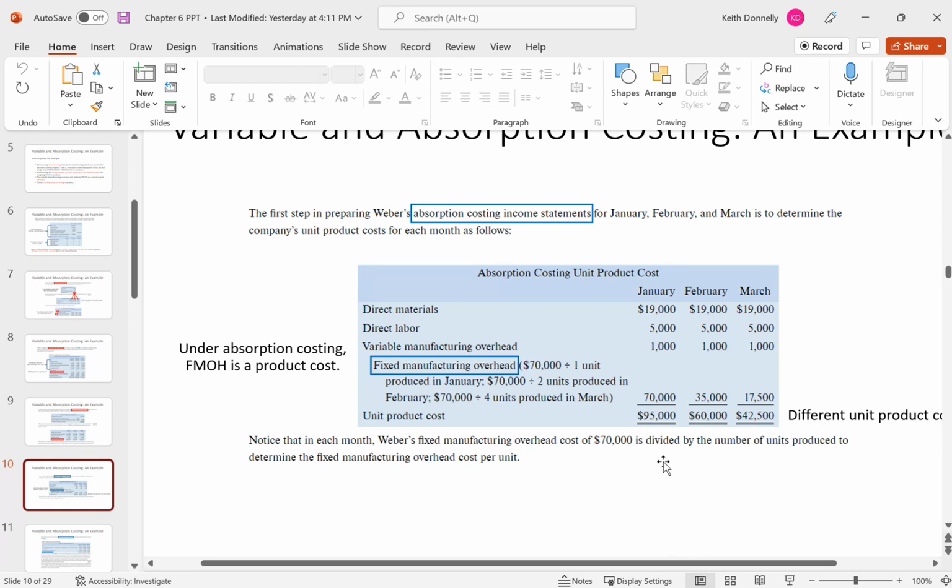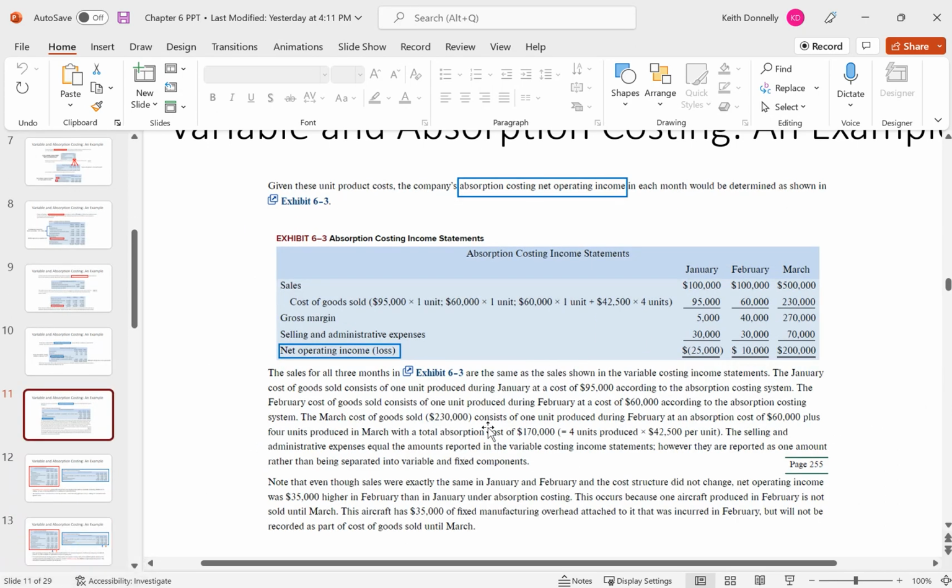So the idea here is, again, you're going to add up your direct materials, your direct labor, your variable manufacturing overhead, and your fixed on a per unit basis, which means you have to take that total fixed manufacturing overhead each month and divide it by the number of units produced. That will give you your unit product costs. Now, this is going to be different each month from one another. When we looked at the variable costing, we had the same fixed expenses, a flat 25,000. This is different. We had 95 in month 1, 60, and 42.5.